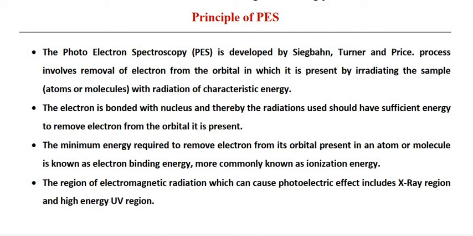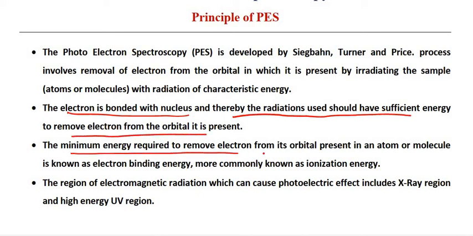In the last lecture of introduction, we already discussed how electrons are removed, as this technique is based on the photoelectric effect. In molecules in gas phase or liquid phase, the term photoionization is used. As we all know, electrons are bound with the nucleus, thereby radiations of sufficient energy are required to remove electrons from their orbitals. The minimum energy required to remove an electron from its orbital present in an atom or molecule is known as electron binding energy, which is commonly known as ionization energy.